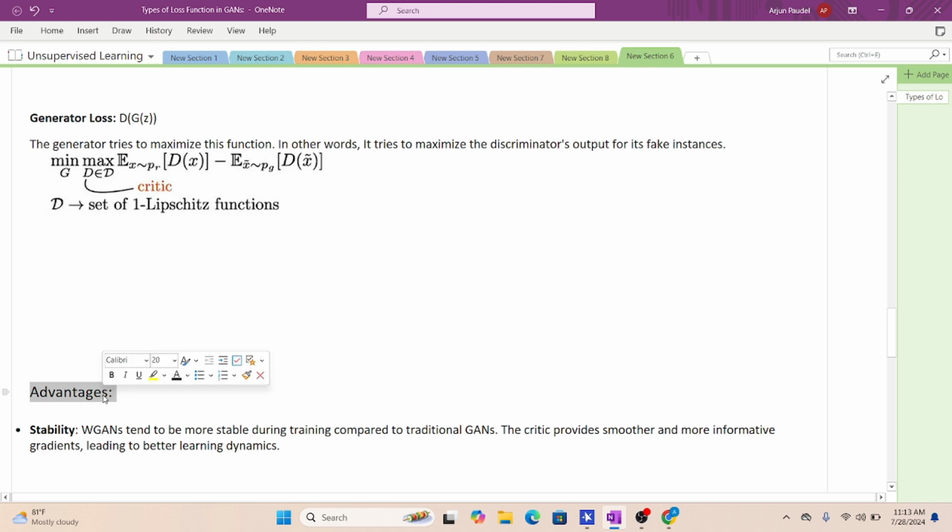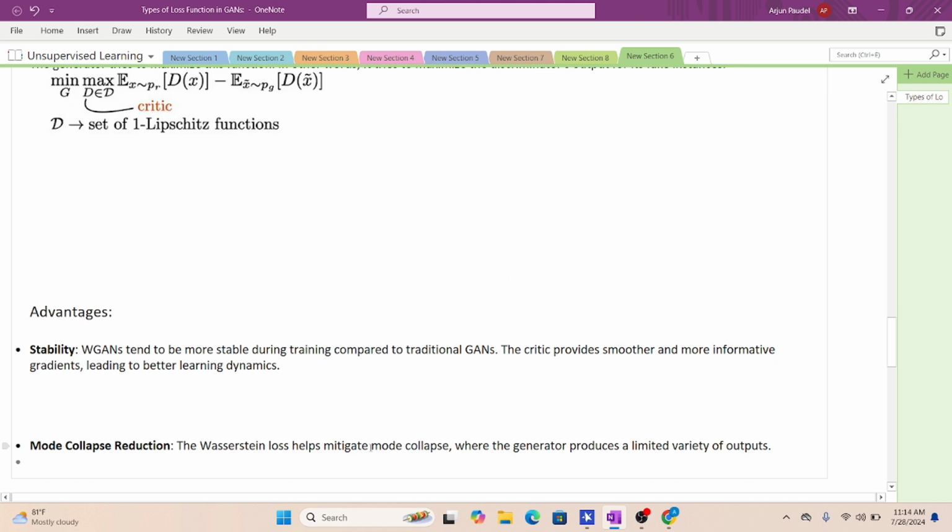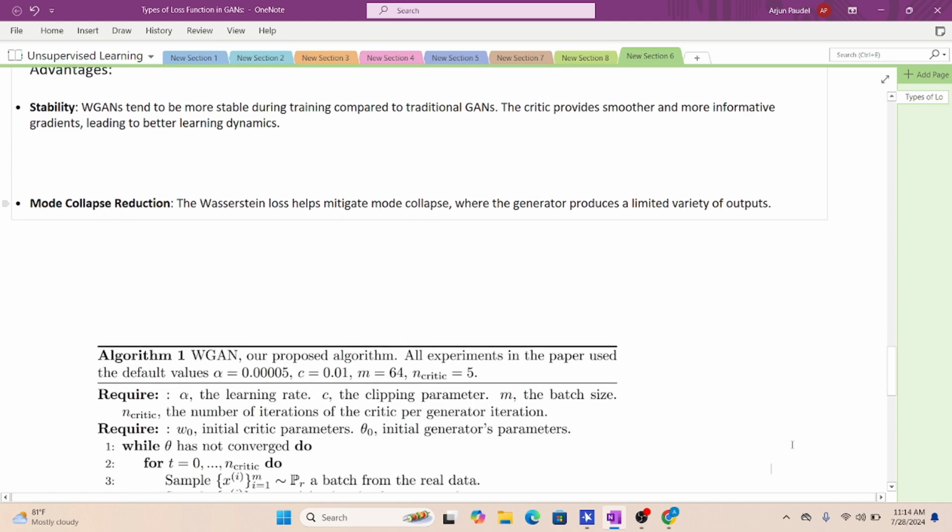So first of all, what are the advantages of using this? It provides stability. Critics provide smoother and more informative gradients, leading to better learning dynamics. And it mitigates the problem of mode collapse, where the generator produces a little variety of outputs, so it can mitigate the problem.